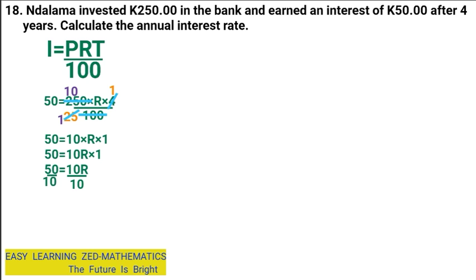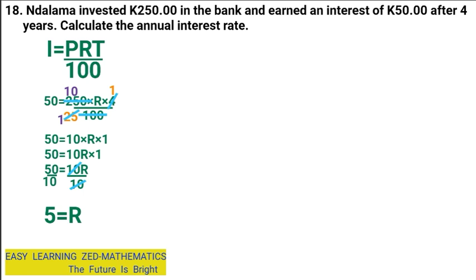Okay, then I'm going to divide 50 by 10. So 50 divided by 10 will give me 5, which is equal to, then I'm going to divide 10R by 10. So that means the 10s will cancel each other. So 10 there will be cancelled and 10 down will be cancelled, leaving us with the R.